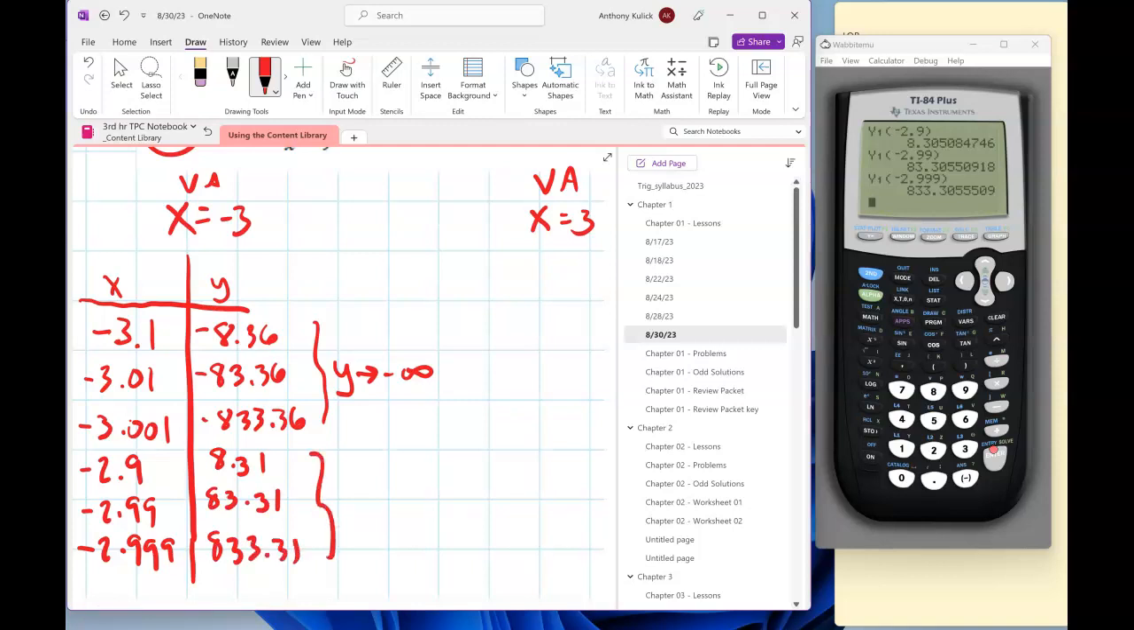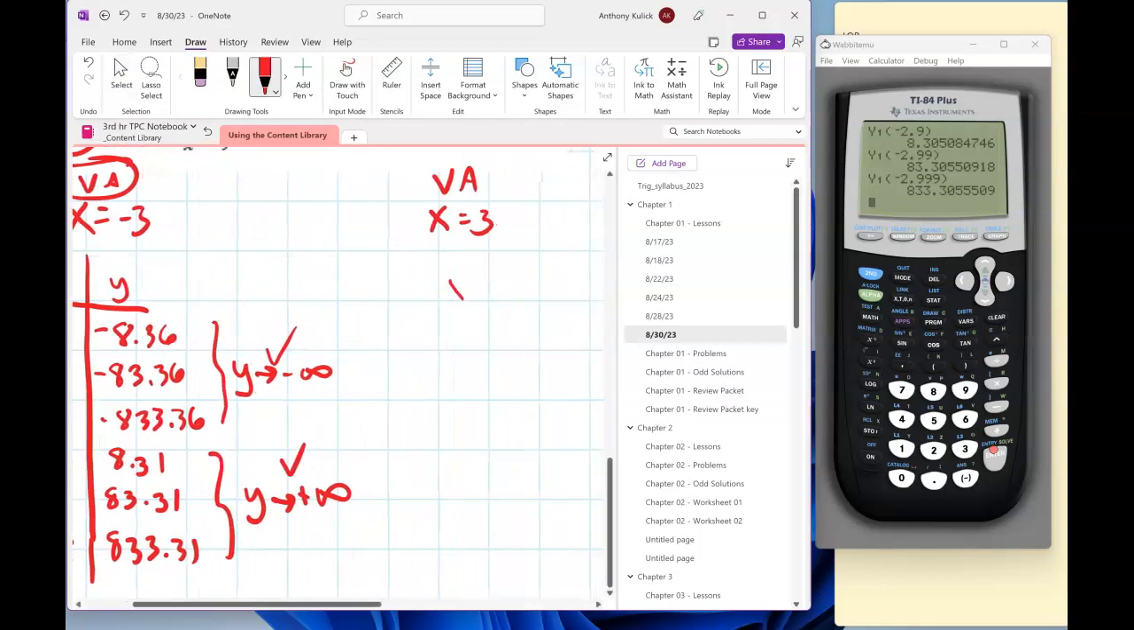Again, if I look at my y's as I'm getting closer and closer to negative 3 from the right, those values keep getting bigger and bigger and bigger, so I'm going to positive infinity. These two things together tell me that we have a vertical asymptote there. So I feel good about that.